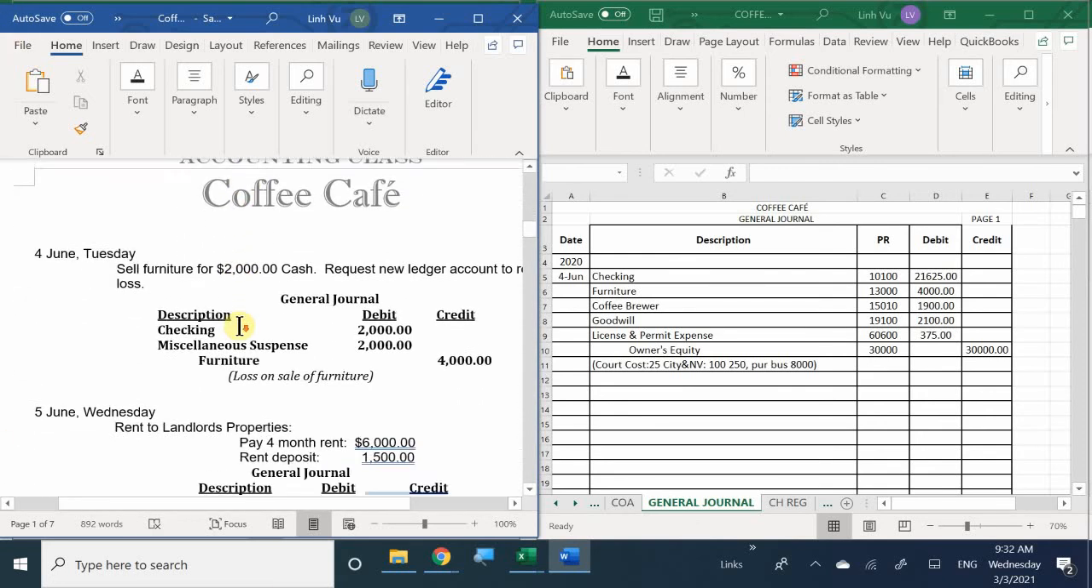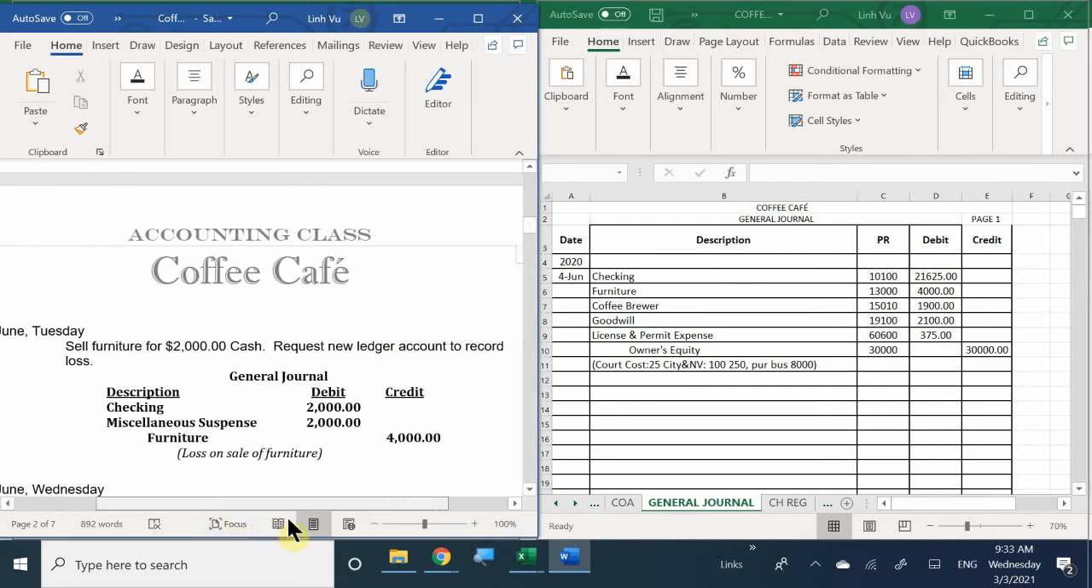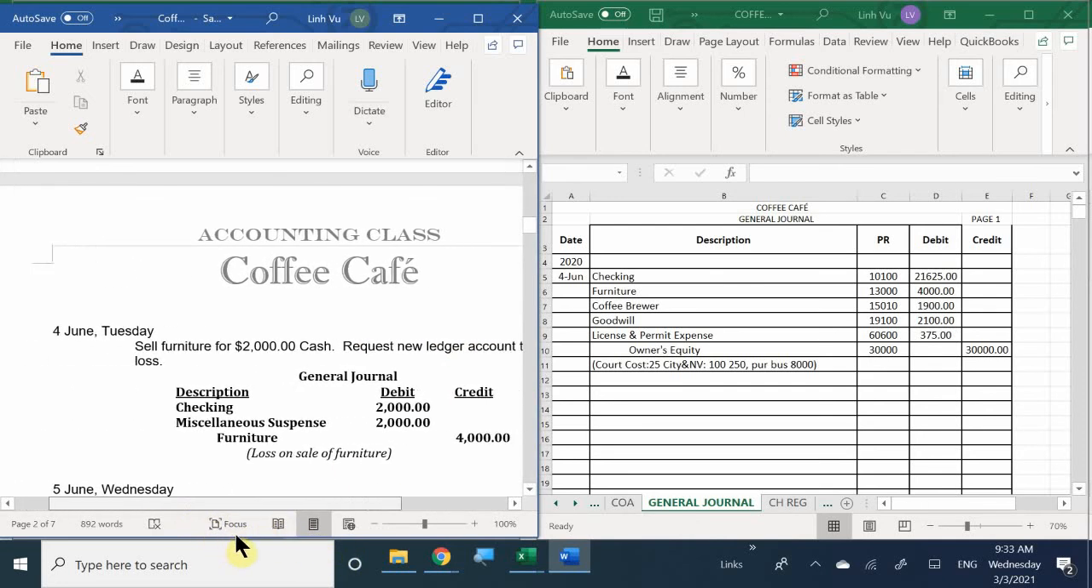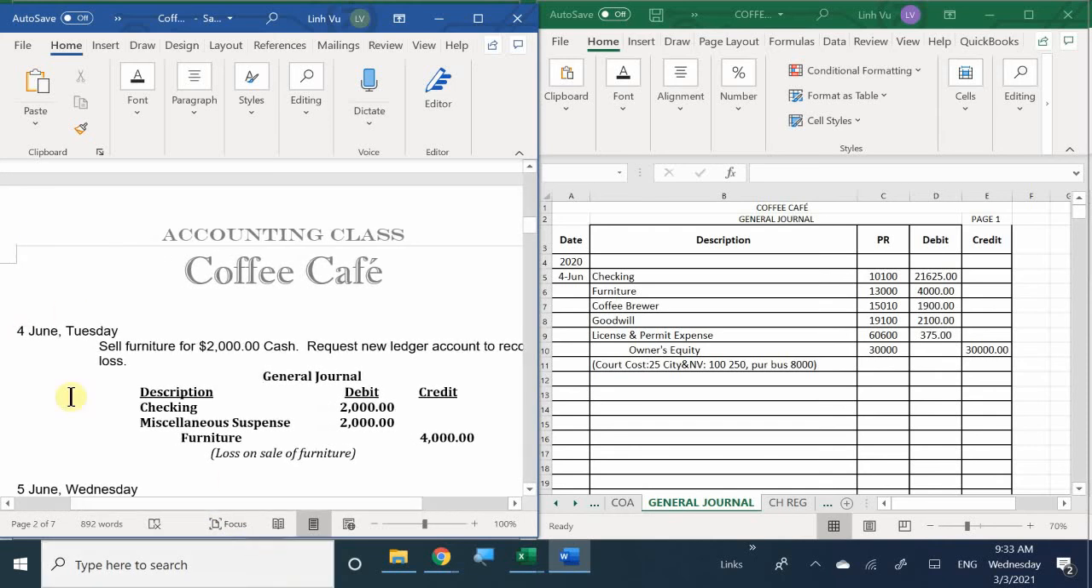All right, so here's the next scenario. On the same day, June 4th, I decided to sell my furniture for $2,000 cash. I also request a new ledger account to place and record this, and we're going to place it in an account called miscellaneous suspense because we took a loss.